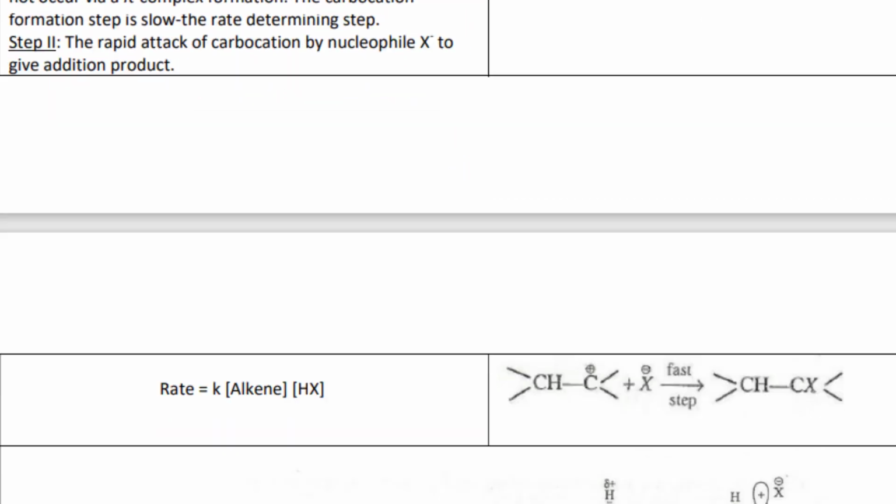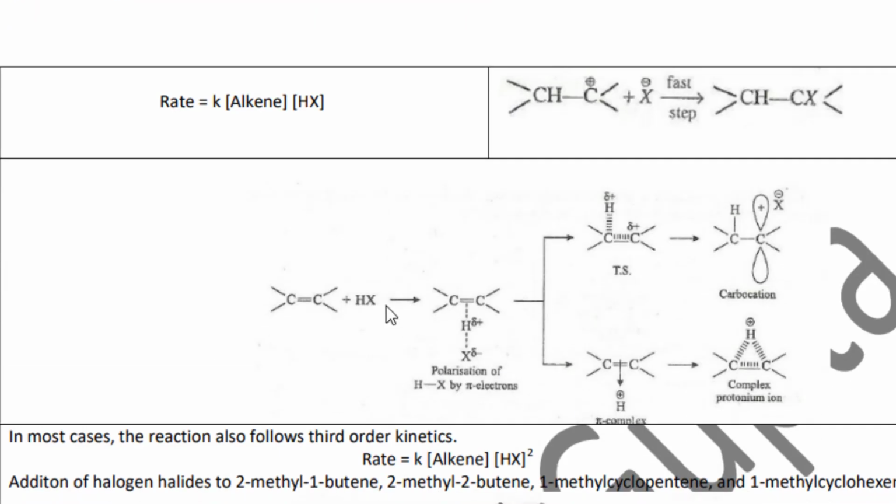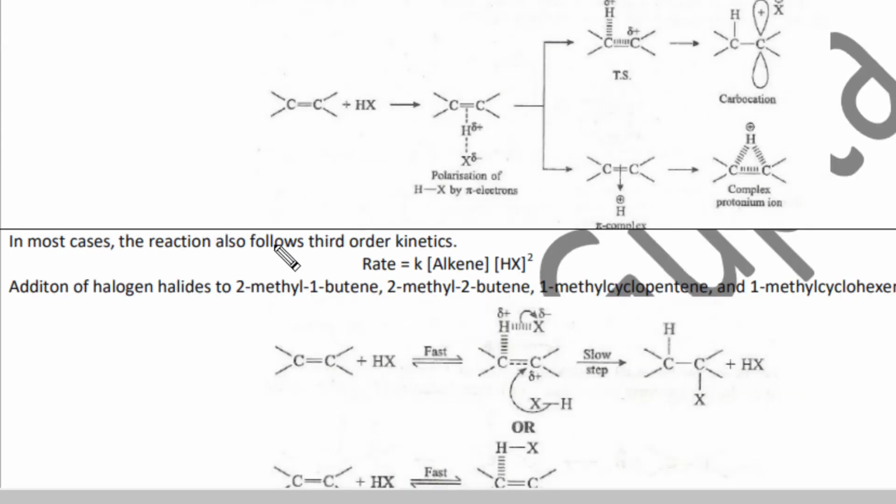So here it is, rate is dependent on the concentration of the alkene and also on the HX, and this is a very fast step. So what is happening is that H plus is getting attracted towards a double bond, but then eventually it helps in the formation of a carbocation. Here we are seeing, and so that is why in most cases third order kinetics is taking place. So rate is dependent on alkene and also on the two molecules of HX.